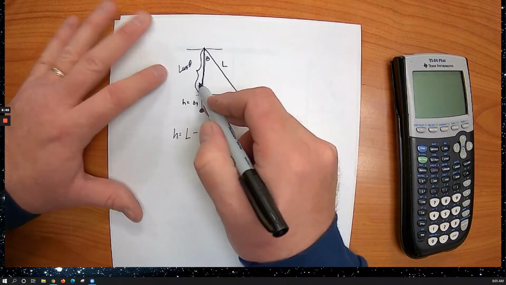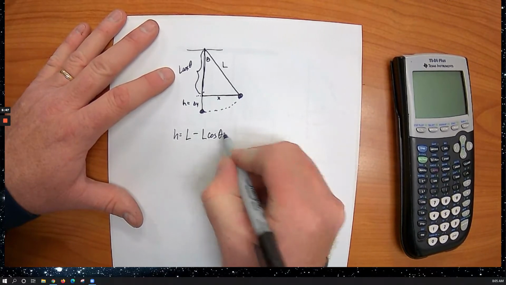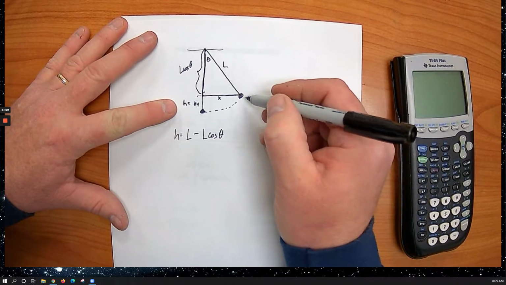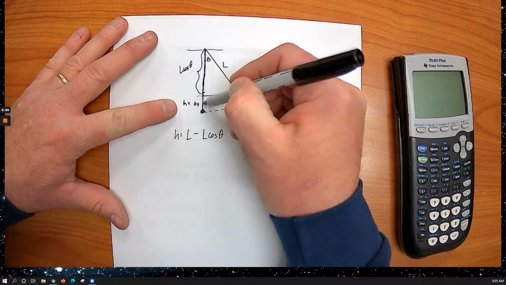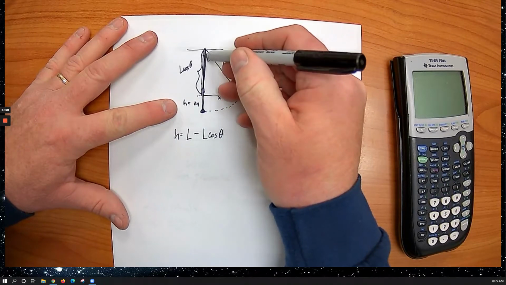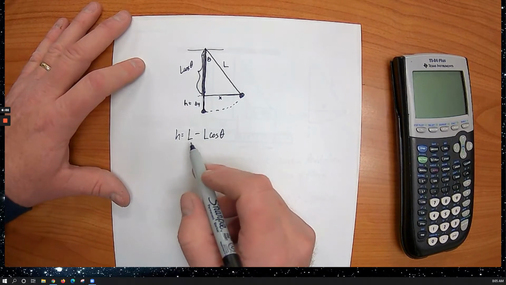Okay? And so, if this is L cosine theta, then the height, or the change in y, of our ballistic pendulum is equal to the full length of the pendulum minus L cosine theta. That's going to give us our height, or our delta y. So you might come across a situation like that.